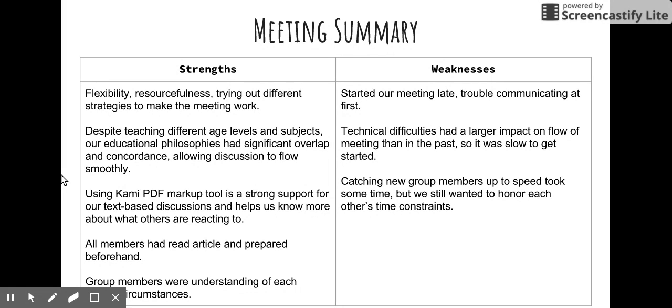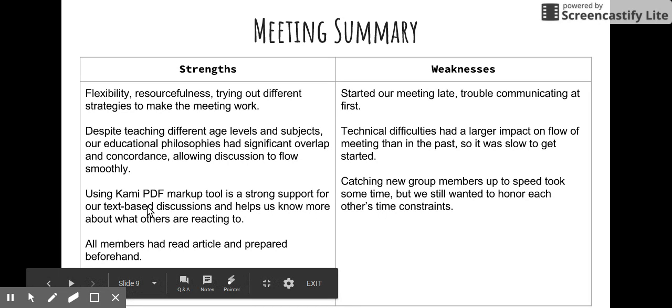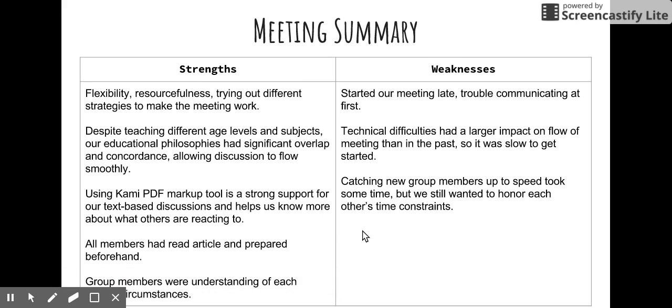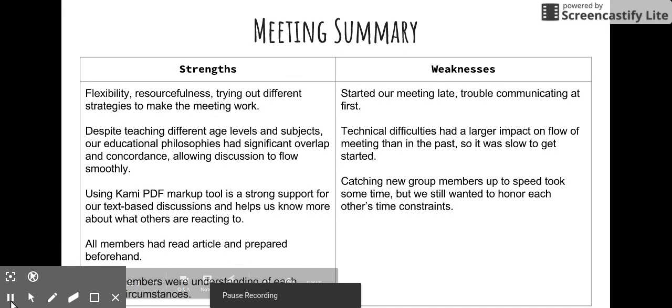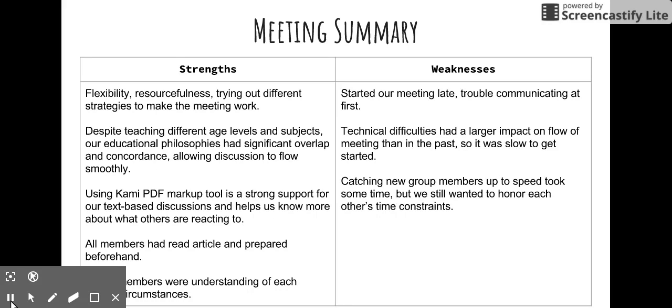We really liked using Kami PDF as a tool to collaborate together on a single document, and we had all prepared ahead of time. Some of the weaknesses were starting our meeting late, trouble communicating, trouble with technology, and catching up new members, but we're sure that in the future, things will go a lot smoother, and we're looking forward to it.